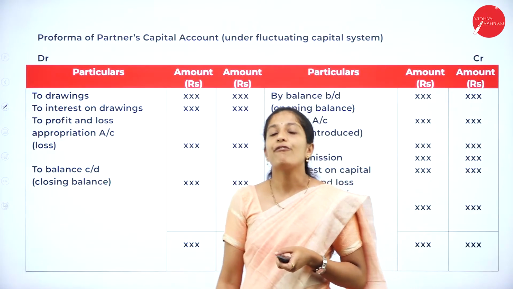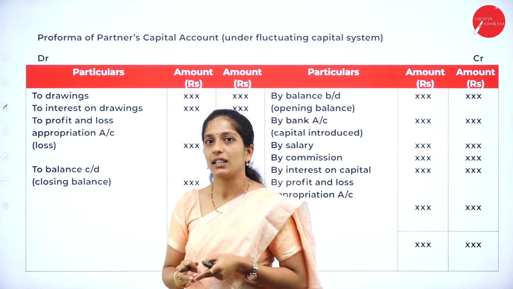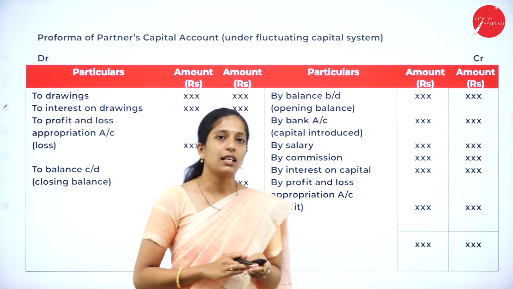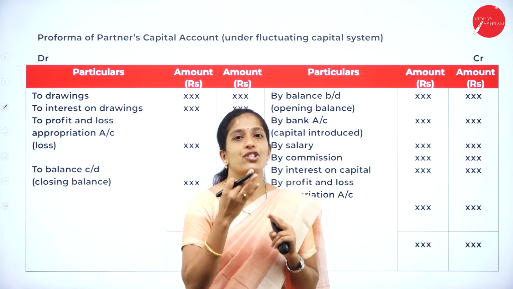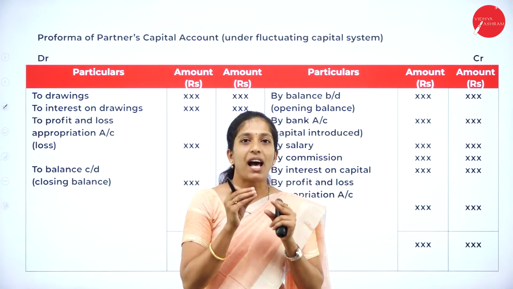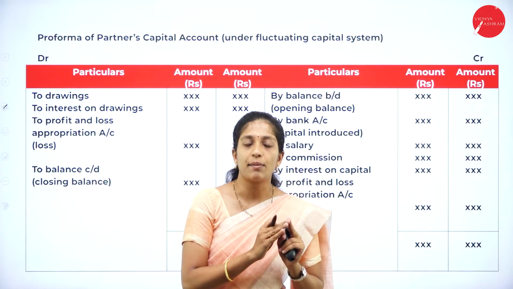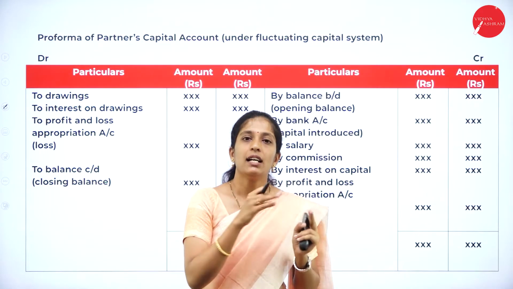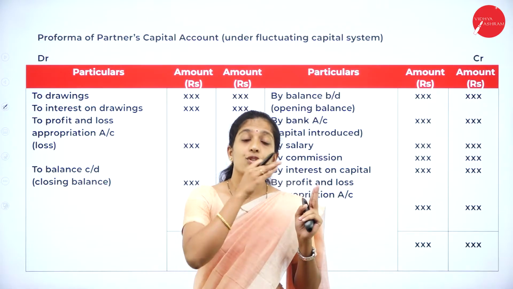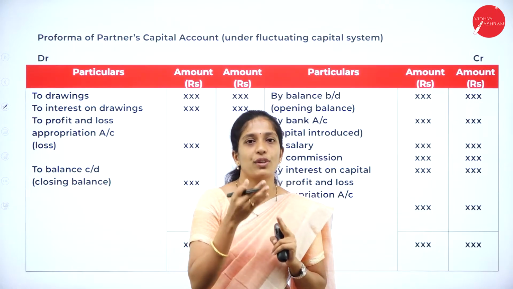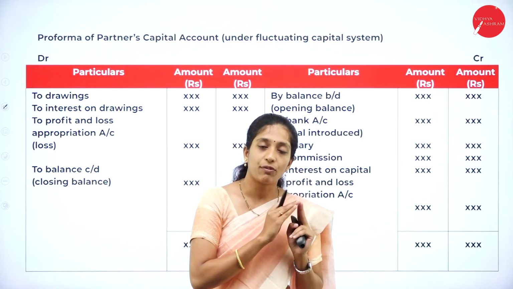Now we shall see the format of fluctuating capital method. For the time being, you remember fluctuating capital method is nothing but it keeps on changing year after year. The balance doesn't remain the same. Whereas in fixed capital method, it remains the same year after year. There, it will be fixed unless there is any addition or withdrawal made. Other than that, it will be fixed.